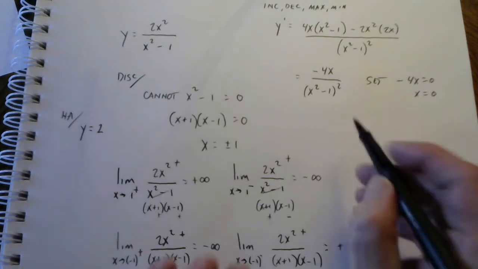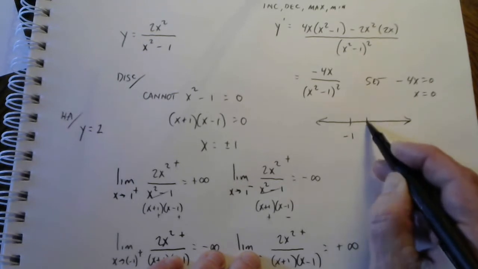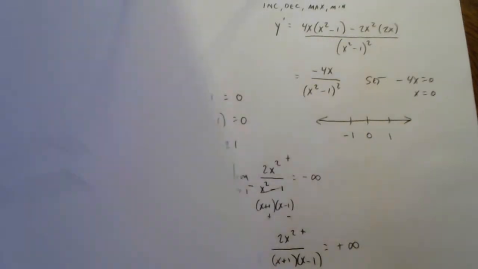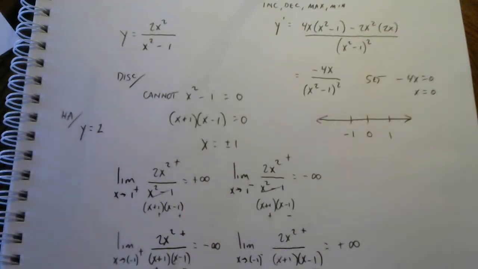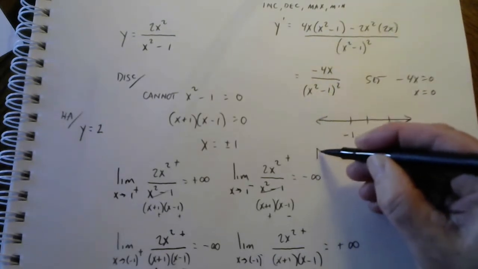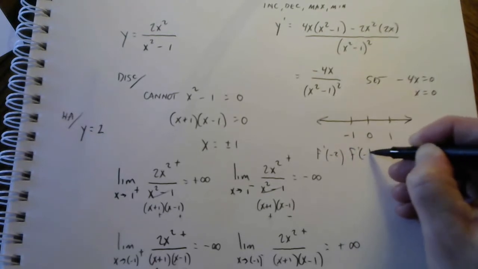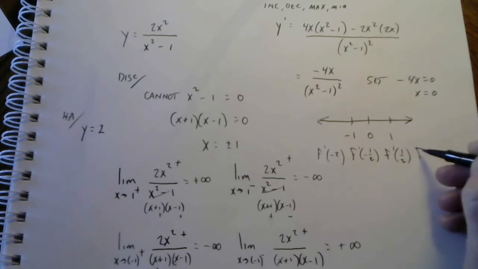So remember, when you build this line, you want to include your discontinuities because they're breaks. You can have changes across the discontinuity. It's almost like it's a completely separate piece. So I'm going to use a little logic here. Let's pick some test points: -2, -1/2, +1/2, +2.